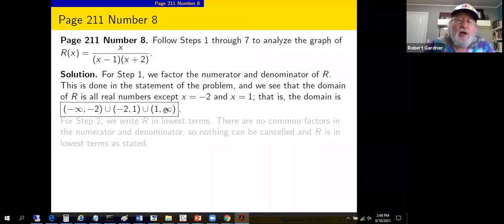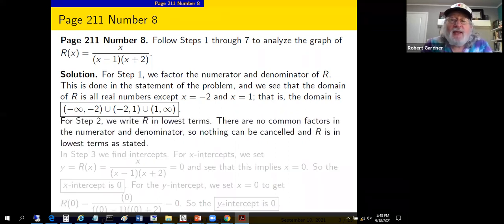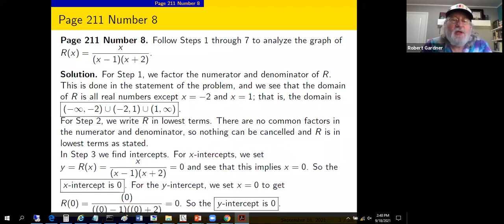We've taken the whole real line from negative infinity to infinity. We've removed negative 2 and positive 1. The domain. Secondly, was write it in a reduced form, simplify it if possible. There's no common factors in the numerator and the denominator, quite clearly, so nothing can be canceled. It's already in lowest terms. It's already simplified.